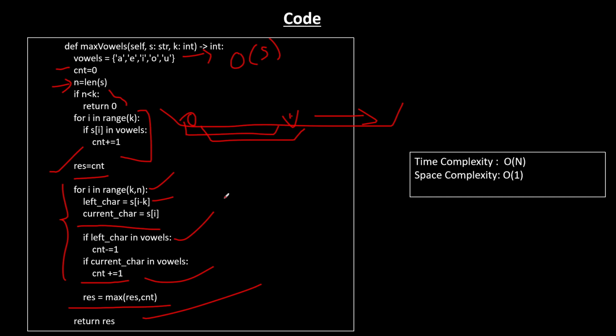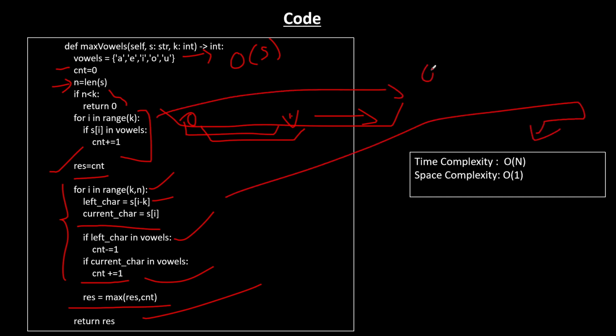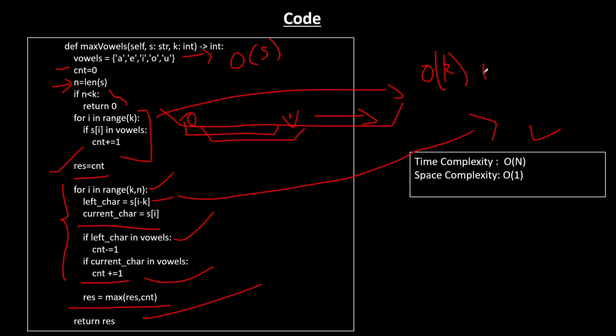So the time complexity for this problem is O of n. Why? Because the first loop goes till O of k and this for loop goes O of n minus k, right? So k gets cancelled, and we get O of n as the time complexity.